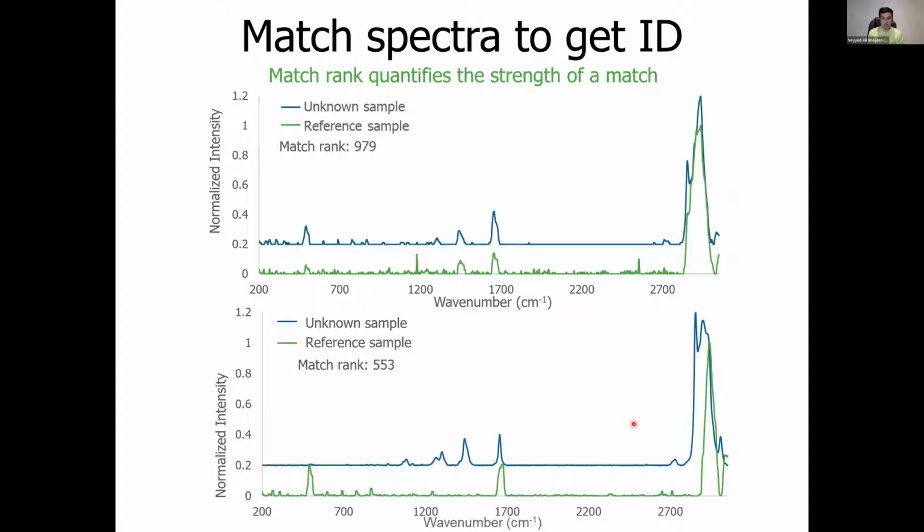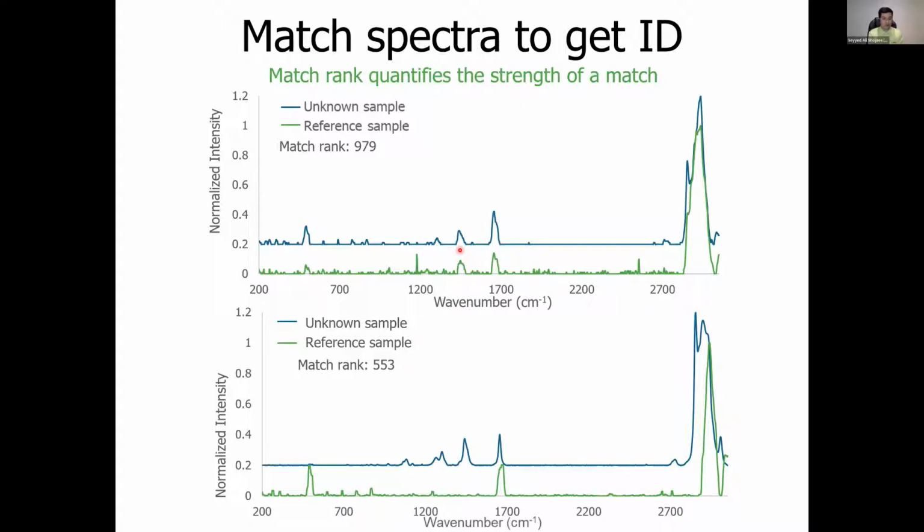The process will give a score between 0 and 1,000. The higher the score, the more correlated, the more similar the materials are. This correlation number, this match rank number, depends on many parameters, but the most dominant factor is the fact that the peaks are present at the same location. For example, if we look at the spectra on the top, we notice that most of the peaks appear at the same location. So we get a very high match rank of 979.